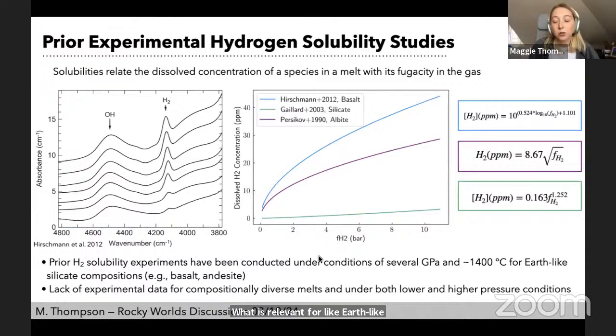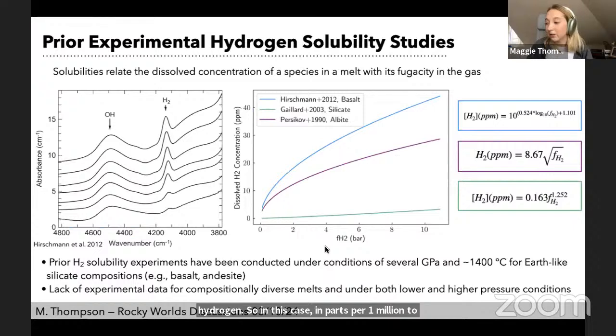And so one of the things that is still missing is data for compositionally diverse melts that are unlike what we see for modern Earth, and also for a range of pressure conditions, both the low pressure end and also the higher pressure end, getting into several GPa. And just to show you mathematically what some of these solubility law formulas look like, you're really just often relating the amount of hydrogen you can dissolve, in this case in parts per million, to the fugacity or partial pressure of that species in the gas phase.